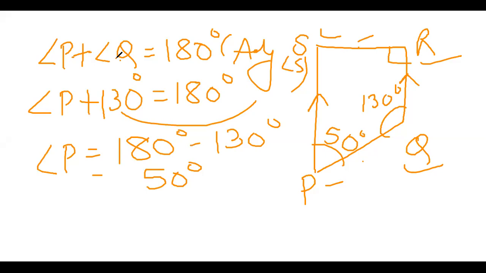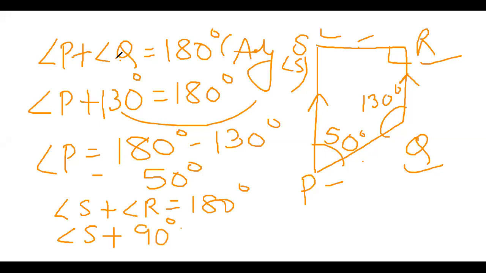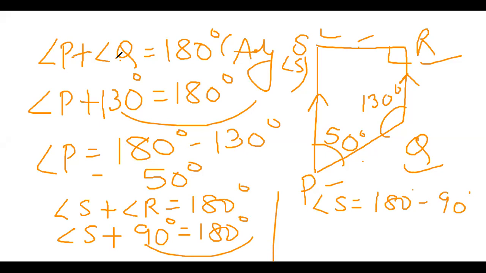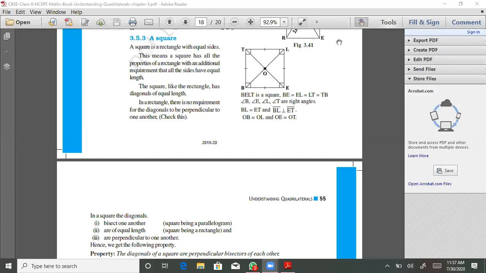Then next, angle S plus R is equal to 180 degrees. S you have to find out. R is given as 90. Then 90 will be subtracted here and angle S will be 180 minus 90 is equal to 90. Right? So angle P is 50 degrees, angle S is 90 degrees. Now exercise 3.3 is complete. Next exercise is exercise 3.4.